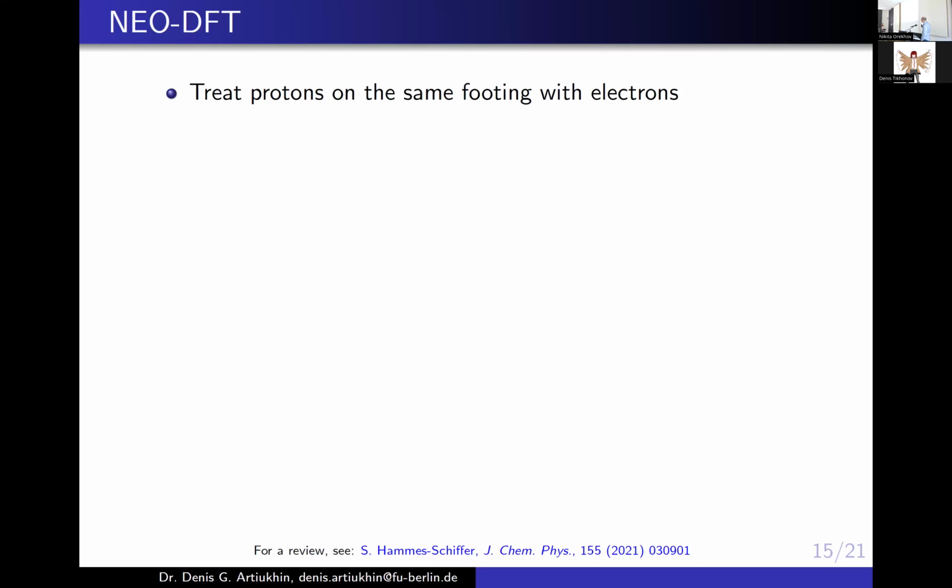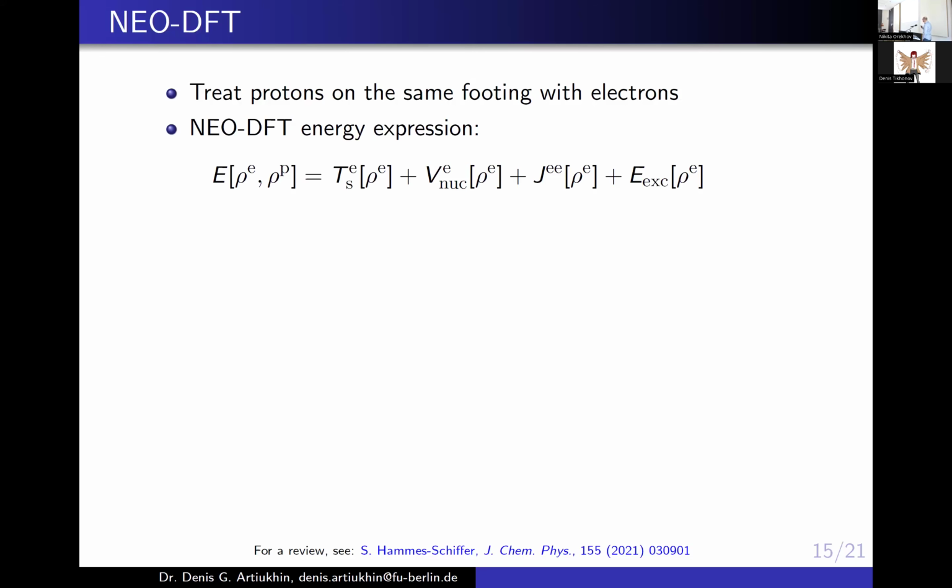In the context of neo-DFT, we have the energy being not just a function of electronic density, but a functional of both electronic and protonic densities. For electronic terms, the expression will be similar to quantum density functional theory: kinetic energy, electron-nuclear interaction, Coulomb, and exchange correlation.